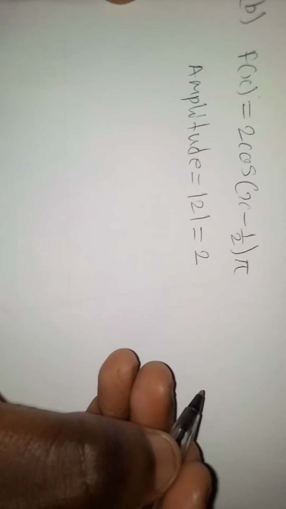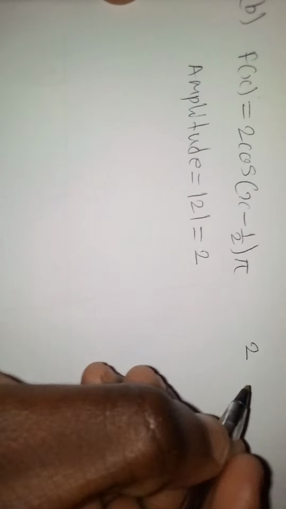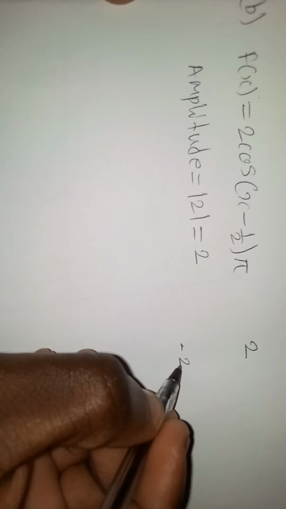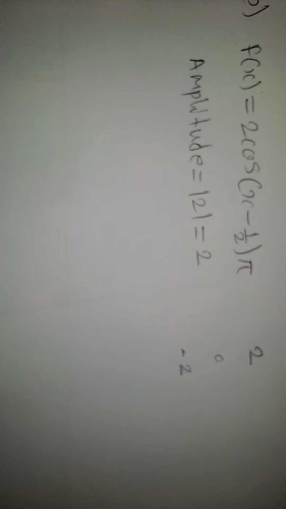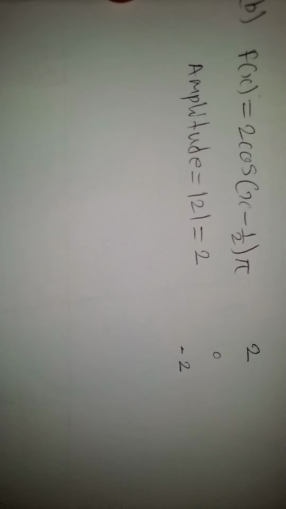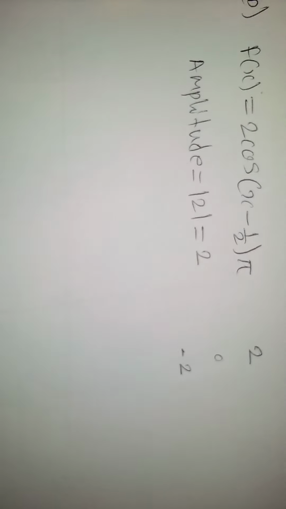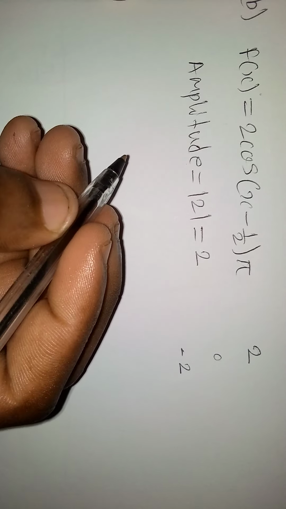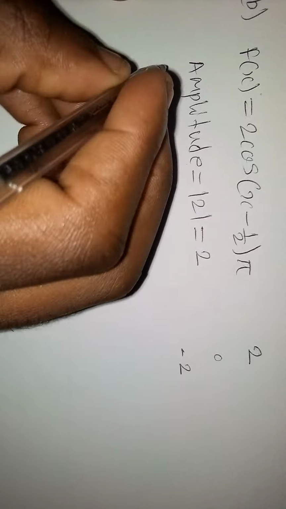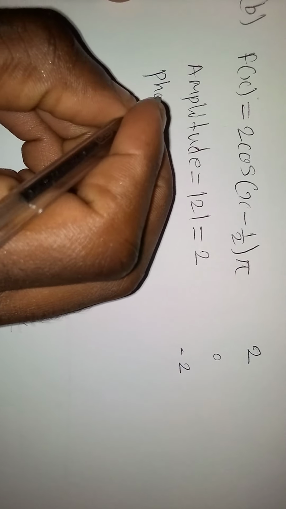Meaning that the graph will be within positive 2 and negative 2, and the x-axis is at 0, and there is no vertical shift. That means this interval is maintained. Okay, then for the phase shift, it has a phase shift.